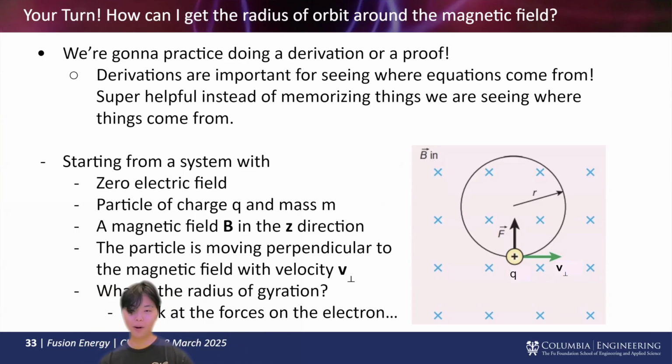Assume that you have a particle of charge Q and mass M. These are just variables holding the place of any generalized values. You have your magnetic field going into the page, like I mentioned. The particle is moving perpendicular to the magnetic field with velocity v perp. What is the radius of gyration? You can pause this and try to tackle the problem yourself, but a good way to start is to remember your force equations. So what is a force?